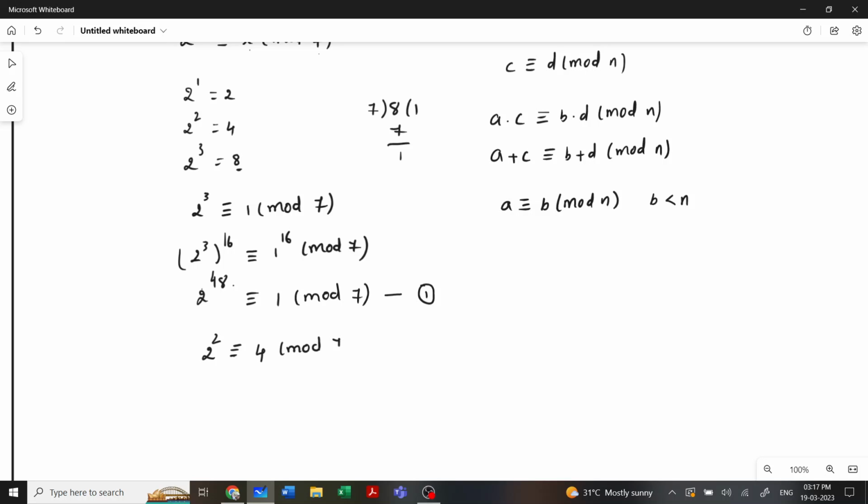That is, if I divide 4 by 7, since it is less than 7, there is no need to divide, we can keep it as it is. This I can take as equation 2. Now, using this equation, A into C or A plus C.